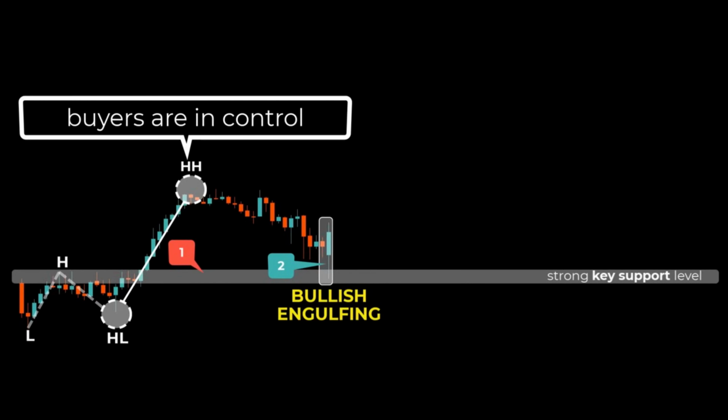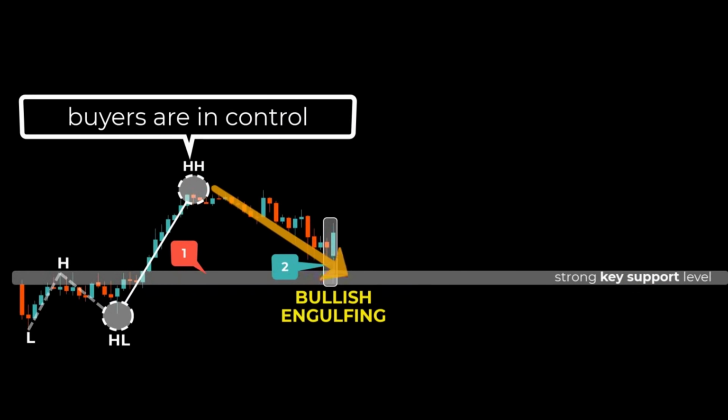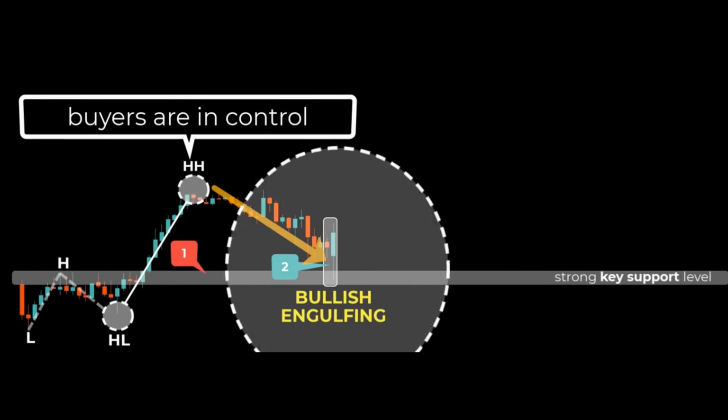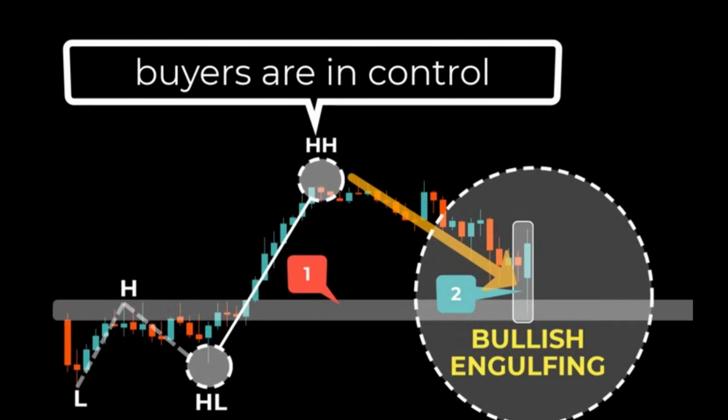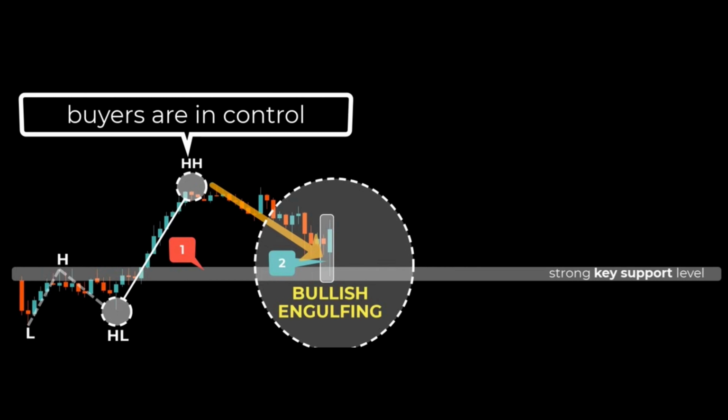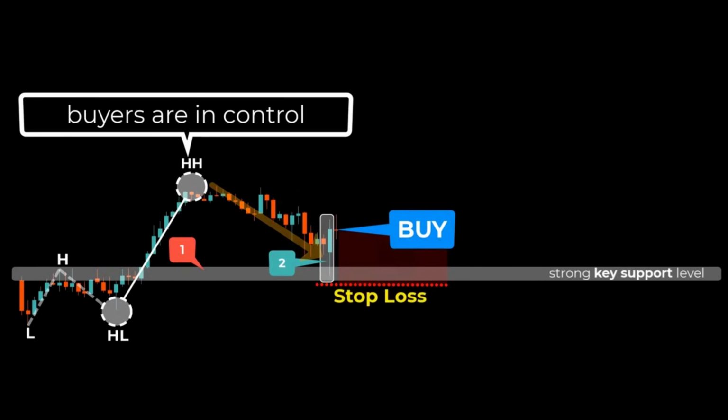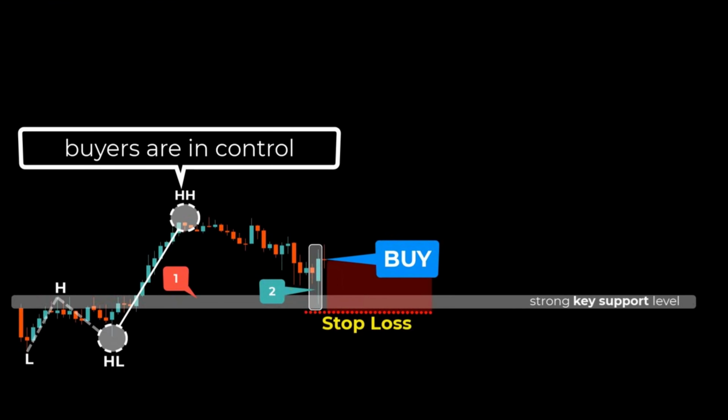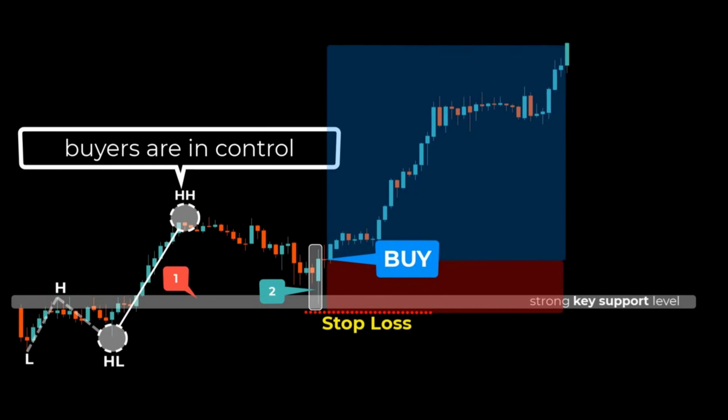Now, check out this example. The price pulls back, touches the key support area, and then, boom, a bullish engulfing pattern forms. This is a huge clue that buyers are ready to push the market even higher. So what's the right move here? Open a buy position on the next candle's opening price. Set your stop loss just below the nearest swing low, and just like that, the market explodes upward, giving us massive profits.